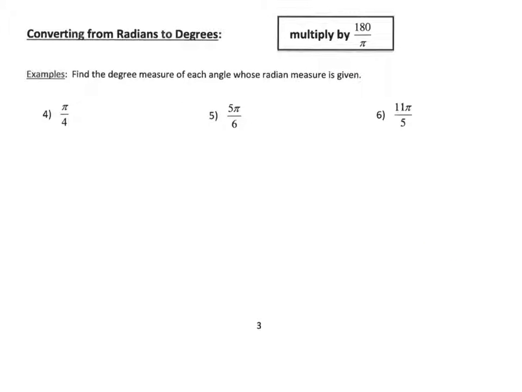Now to convert from radians to degrees, we multiply by the reciprocal, by 180 over pi. Here they give us a radian measure. This is pi over 4, and they want us to convert it to degrees. So we're just going to multiply this by 180 over pi. You can do this one of 2 ways. You can multiply across the top, so you get 180 pi, and then multiply across the bottom, so you get 4 pi. And you'll realize that the pi on top cancels with the pi on bottom, and 180 divided by 4 is 45.